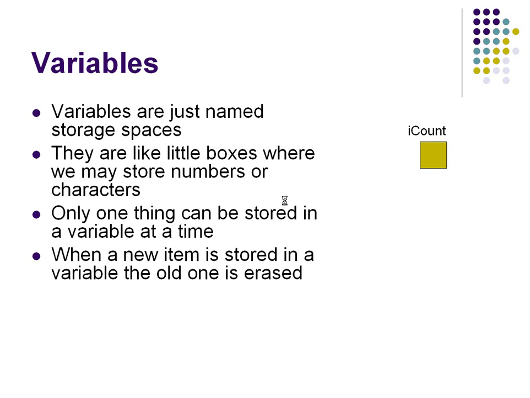And this second part deals, well, first of all, let's take a little look at variables. A variable is just a named storage space. We have something over there we call iCount. It's a variable. It's a place we put things, like a little box where we can store numbers or characters. The thing about a variable is only one thing at a time can be stored there. If you push one number into it, that's good. It stays there. Then if you put another number into it, the first number goes away. The old one was erased. So only one thing at a time.